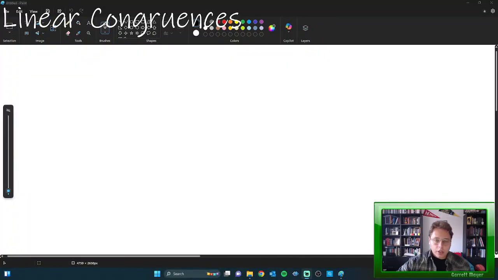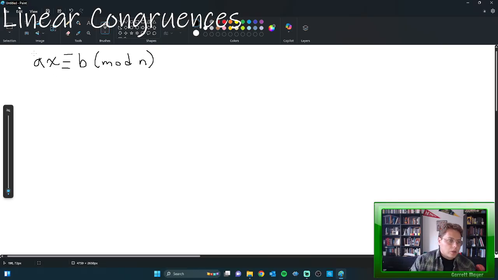Today we're going to discuss solutions to linear congruences. Specifically, we're going to be discussing this particular equation and how to find solutions to it. ax is congruent to b mod n. How can we find a solution given a, b, and n as integers? How can we find values of x that make this congruence hold? How can we find integer solutions x to this equation?